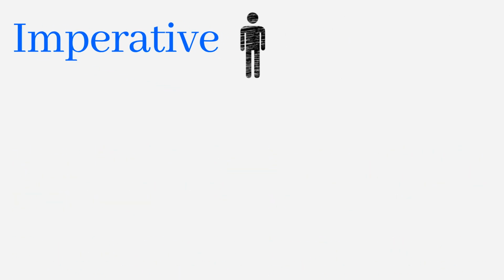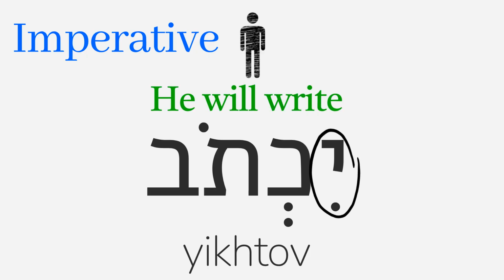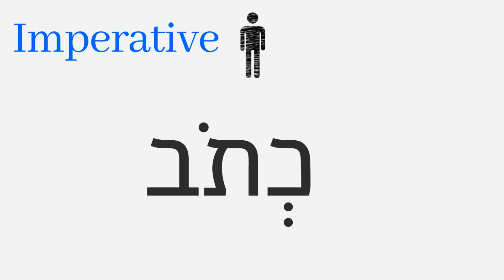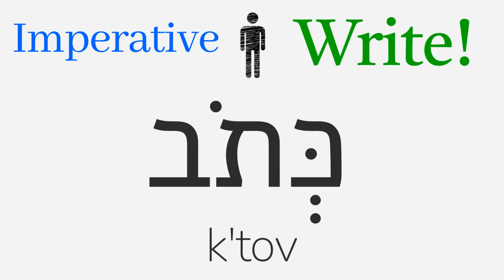To make the masculine singular form of the imperative, we can often use the Hebrew future tense. For example, yichtov is a future tense verb that means he will write. The yi prefix means that the subject is he and the tense is future. The masculine singular form of the imperative can almost always be made by taking a future tense verb like this one, removing its prefix, and if possible, putting a dagesh in the first letter. That makes ketov, which is how we order a man write.